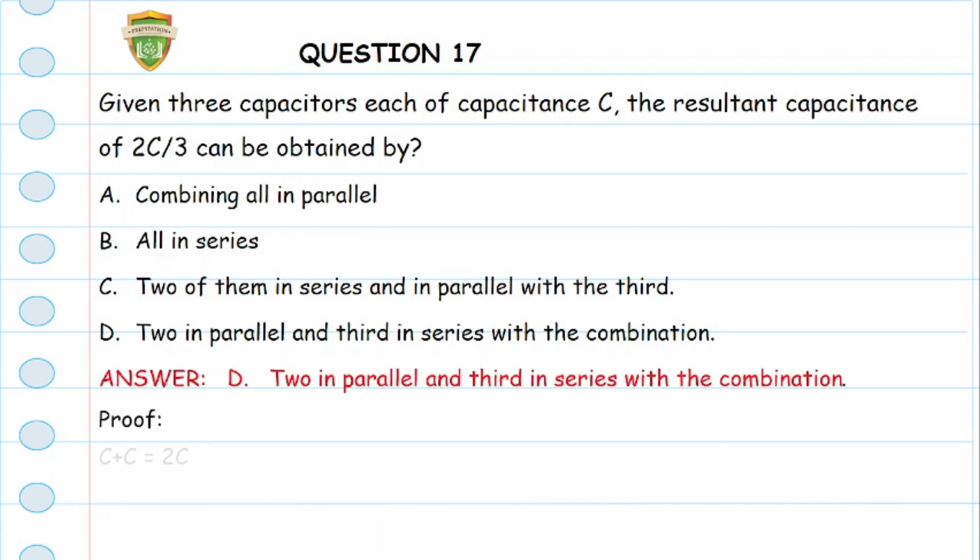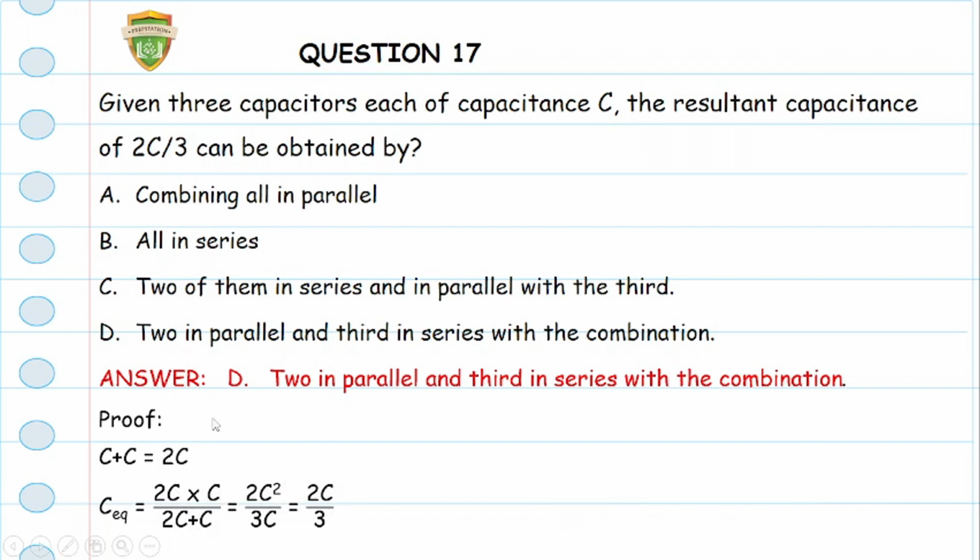And you can actually see a proof here. If two are in parallel, then we add the capacitances. So C plus C will be 2C. So our equivalent for the two parallel is 2C, and the third one will be just C. So product over sum, 2C times C, 2C squared, all over 2C plus C, 3C. One C cancels out one C, giving 2C over 3.